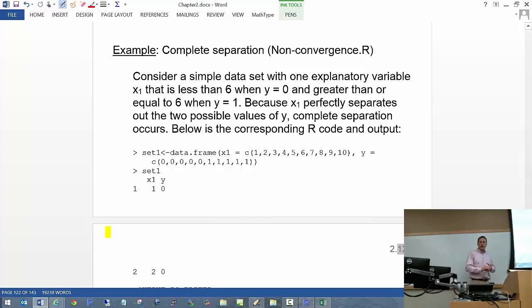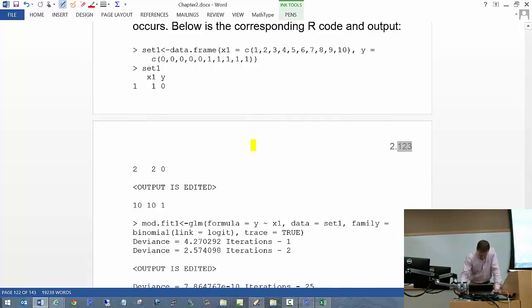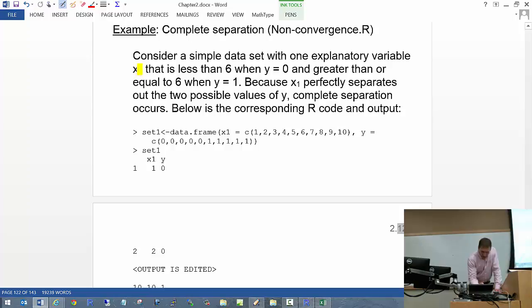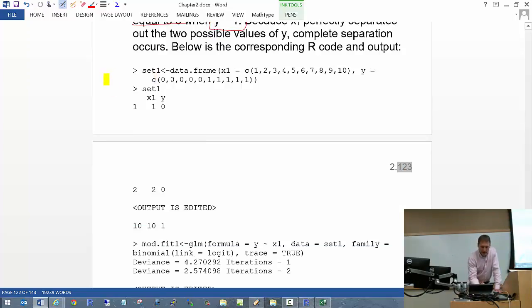Okay. So what I've done is just made up a data set. Of course, you shouldn't make up data in practice. Unfortunately, I've given you 2 examples where I've made up data today, but it's for educational purposes. Let's say I have the following data set with one explanatory variable. If it's less than 6, y will always be 0. If it's greater than or equal to 6, y will always be 1. Here's my data in a data frame.